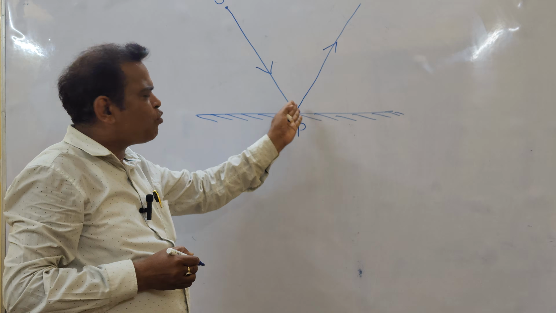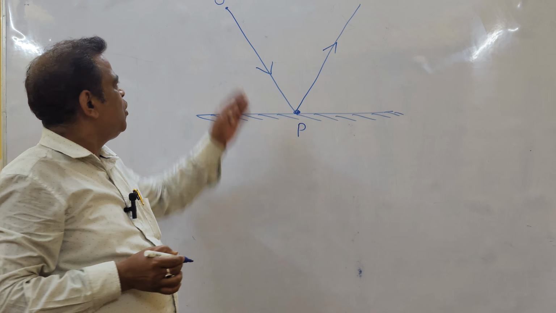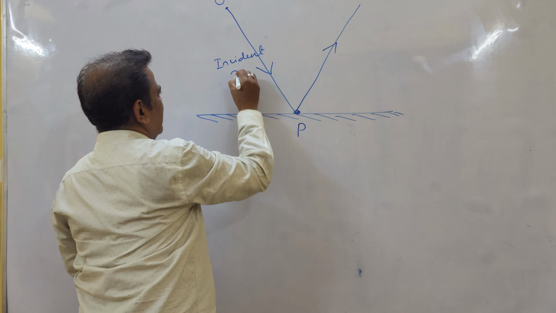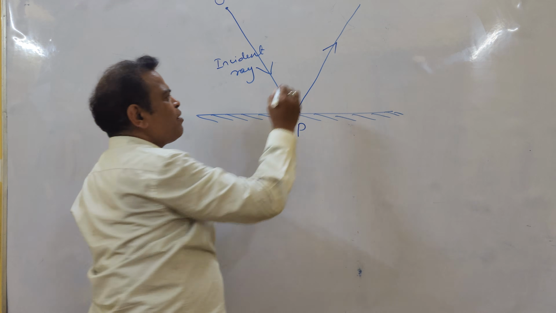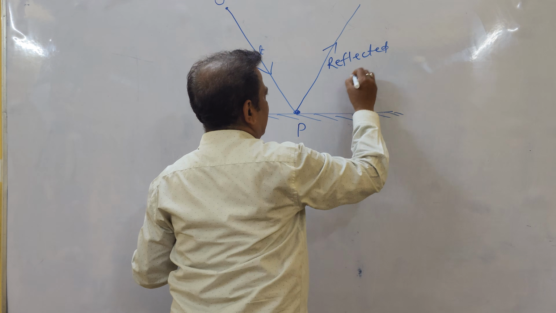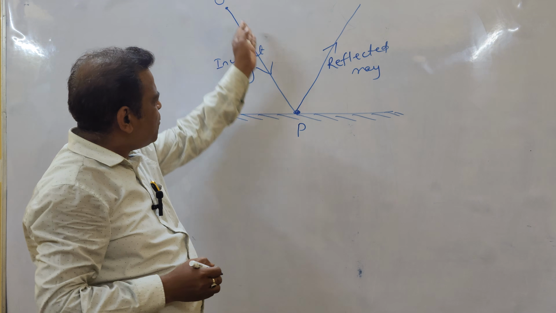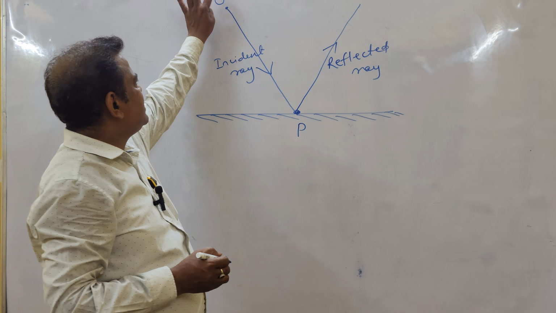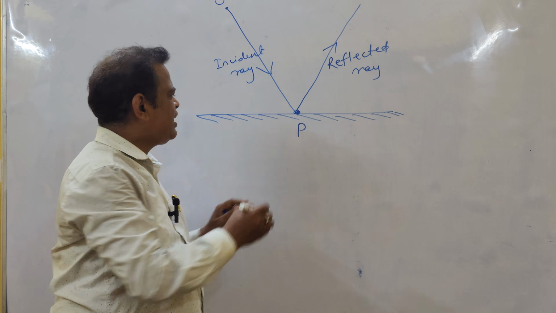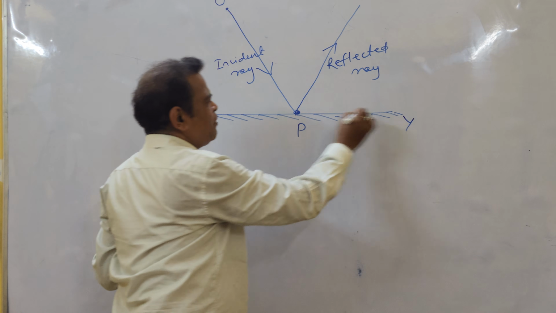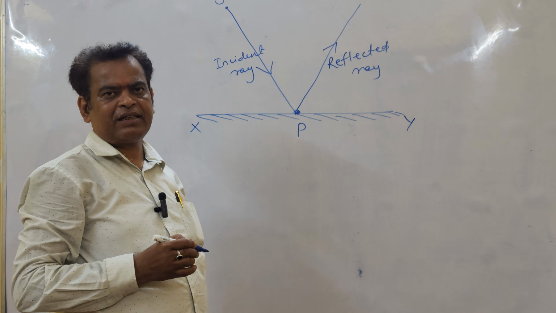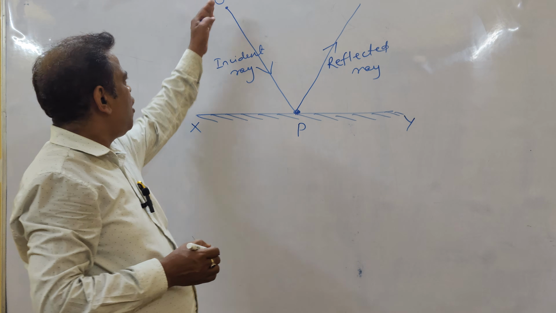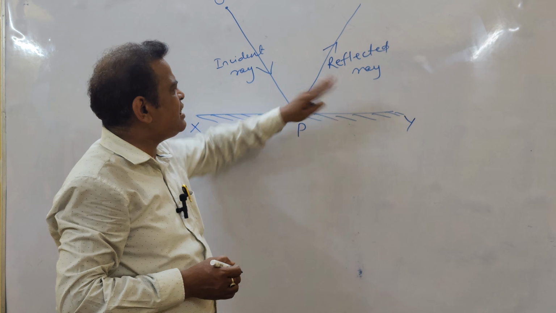Now the ray that comes toward the mirror, we call it the incident ray. OP represents the incident ray. The ray that returns back, we call it the reflected ray. The point where the ray of light strikes, we call it the point of incidence. It is the object, the incident ray, the reflected ray, the point of incidence, and XY represents the reflecting surface or plane mirror. Object, incident ray, point of incidence, plane of incidence, reflected ray.